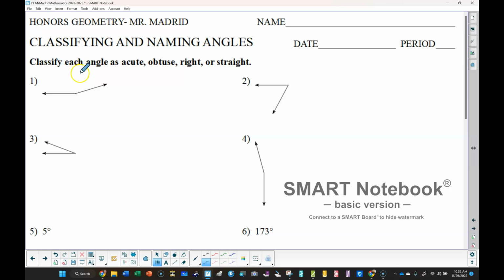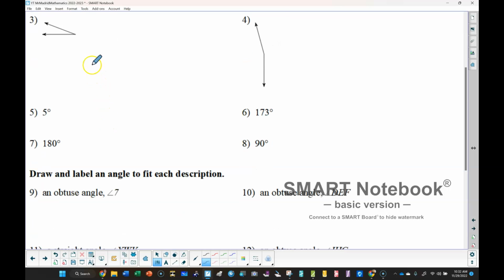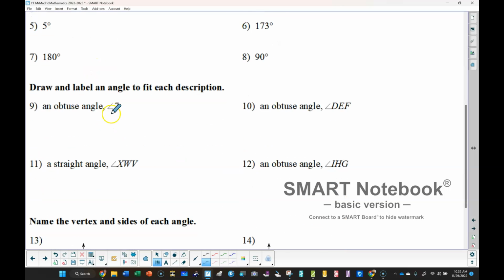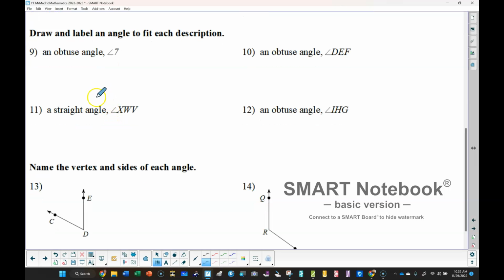This one says classify each angle as acute, obtuse, right, or straight. After looking up the definition, you would know that this angle is definitely larger than 90 degrees, so that would make it obtuse. It's definitely not straight. So on your papers, you would write number 1, draw this image, and of course write your response, obtuse. That's pretty simple. You want to get your full credit, so do it that way. You'll do the same thing for 1 through 8, so you will fly through that.